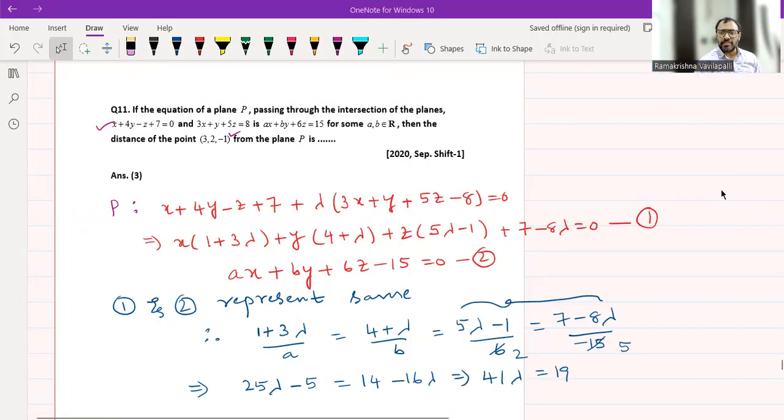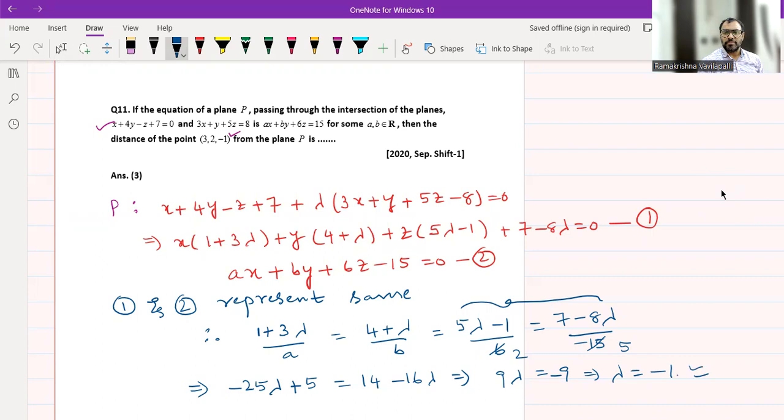Let me check once. Here it is minus 5. I forgot this minus sign here, and it is plus. So now you will get 9λ bringing this side. 11λ or 9λ? 9λ. So this is 9λ equal to minus 9. So this implies λ equal to minus 1. So substitute here, λ equal to minus 1.